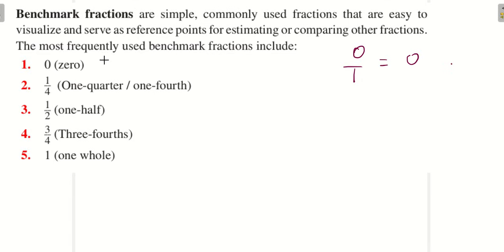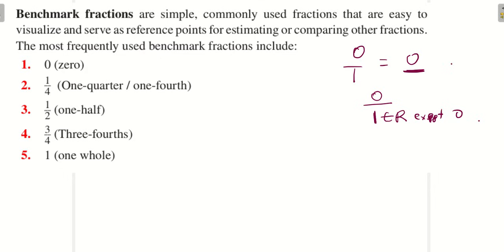Don't get confused there. 0 divided by any number at all, where that number is a real number except 0, will still give us 0.